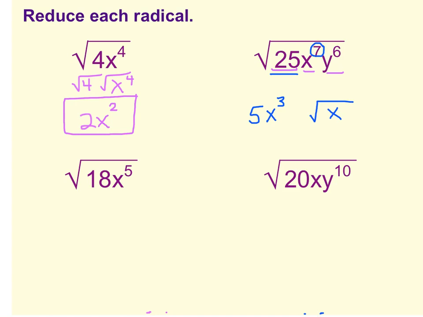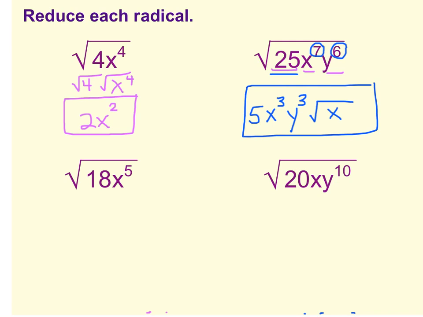And now the square root of y to the 6, how many groups of 2 fit into 6? Well, there's 3 of them that fit in there, so we're going to have y to the 3rd power, because you could fit in 3 groups of 2. Do you have any leftovers? No, you do not, so you don't have anything left over in there. So there's your final answer.